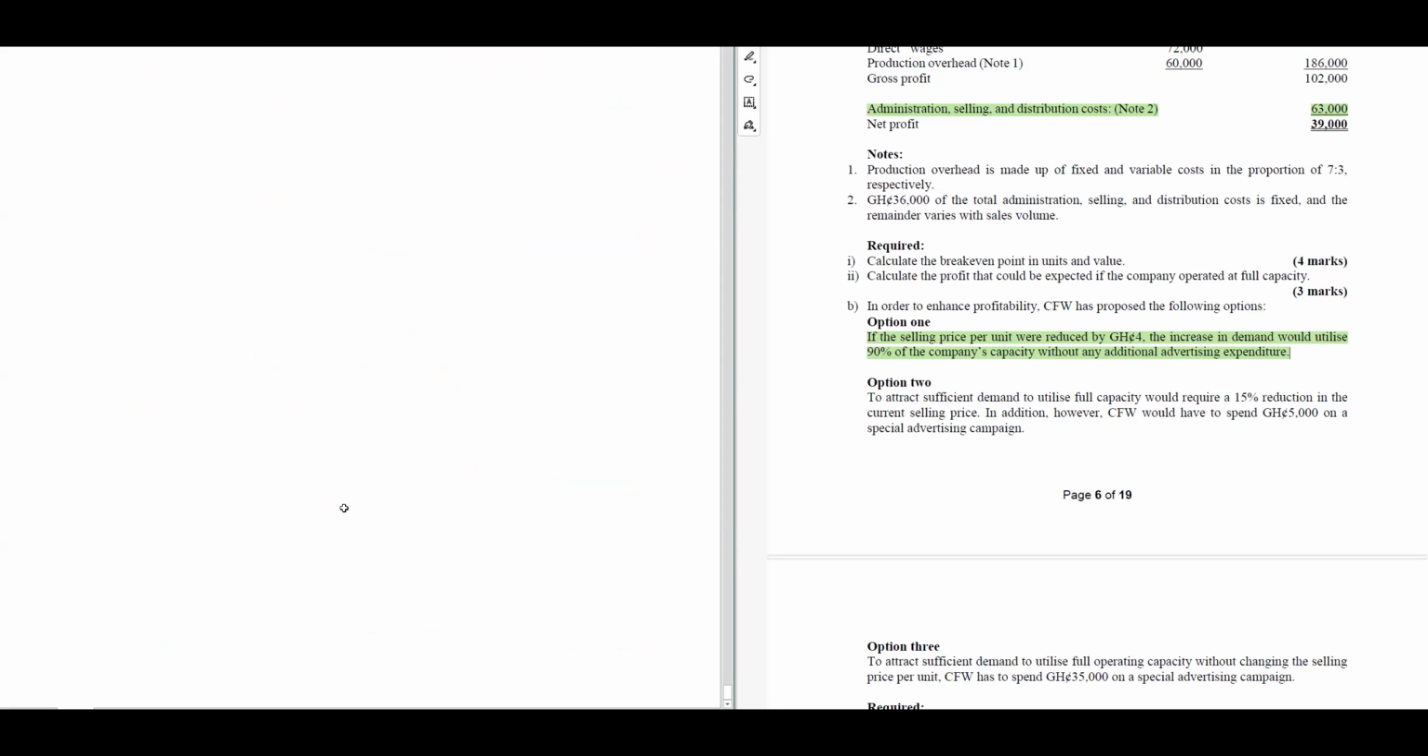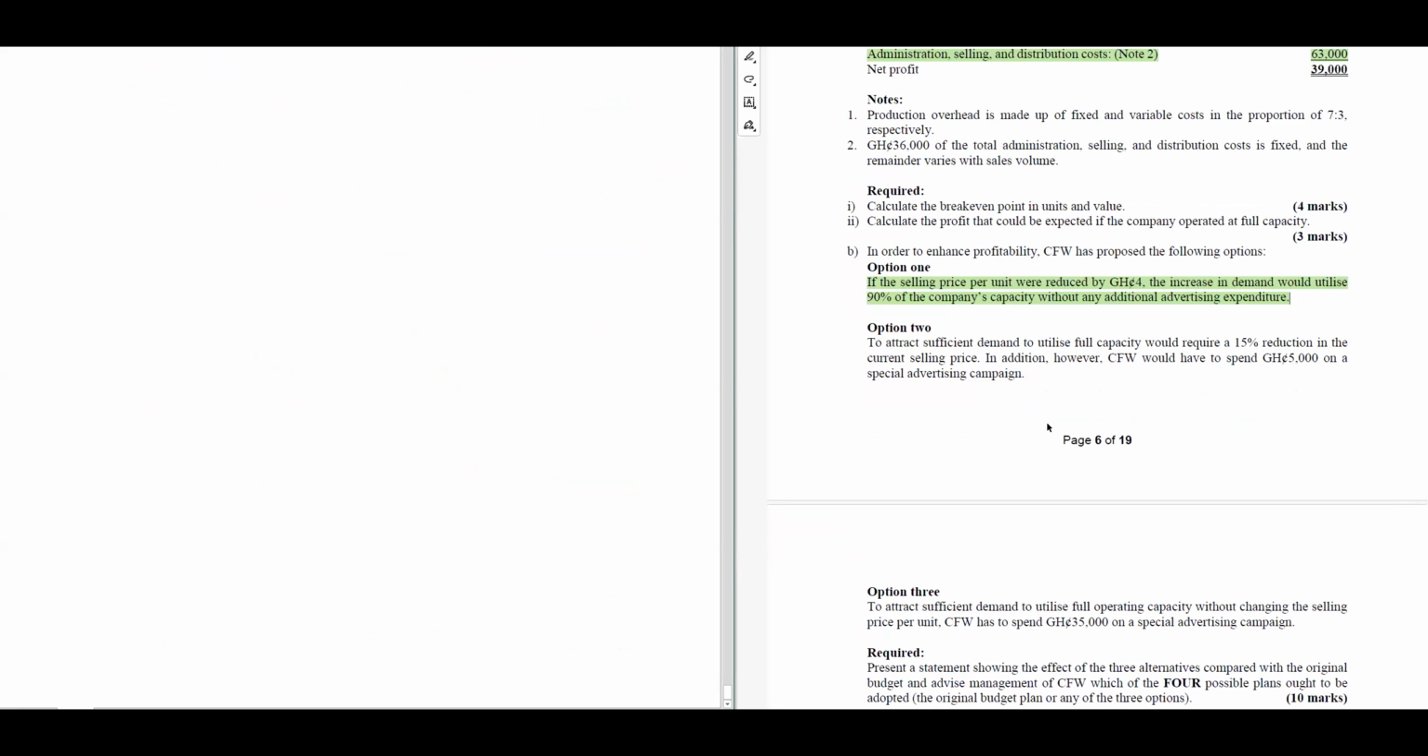So let's try option 2 too. You see how we do this? These are the type of questions they now like bringing. Always there's something different, right? So option 2, what happened? Let's lay down our variables. Option 2, what did they say? They said to attract demand, to utilize full capacity, will require a 15% reduction in the current selling price, right? So what's our new selling price?